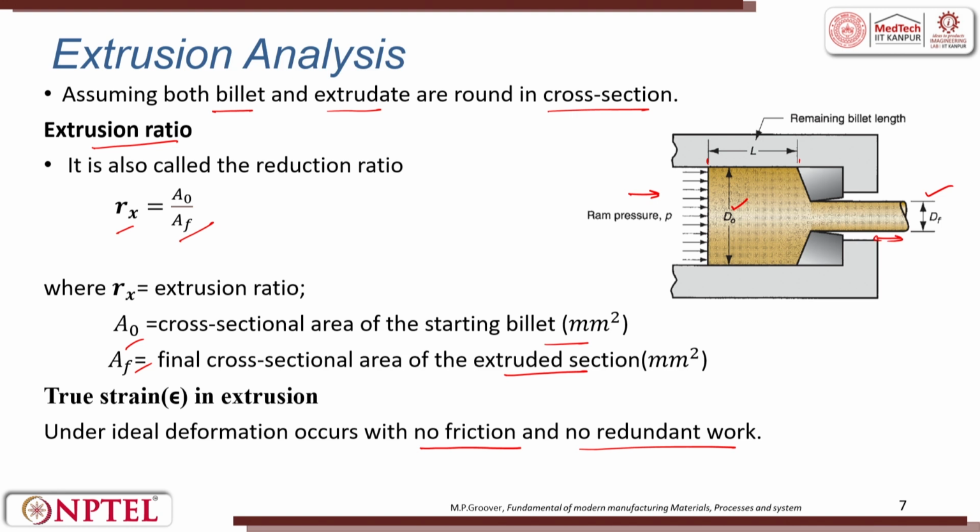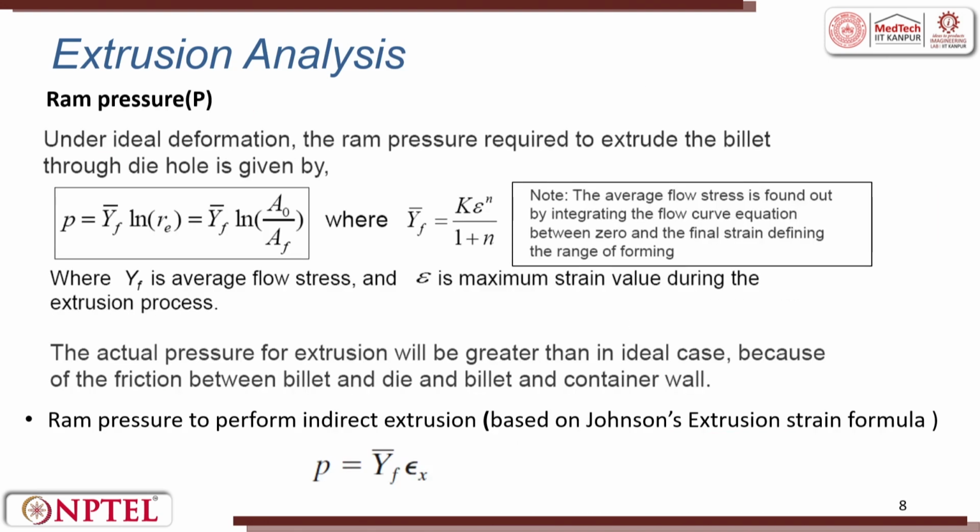So ram pressure could be calculated under ideal deformation. The ram pressure is required to extrude the billet through the die hole. It is given by P is equal to YF bar log of RE. Here RE could be put as A naught by AF, and also we can put YF is equal to K epsilon to the power N by 1 plus N, that we saw in the metal forming mechanism. So these relations we will use in solving the problem statements coming up.